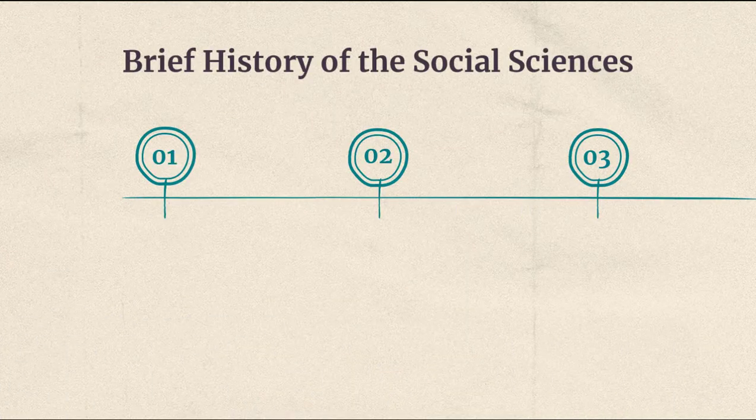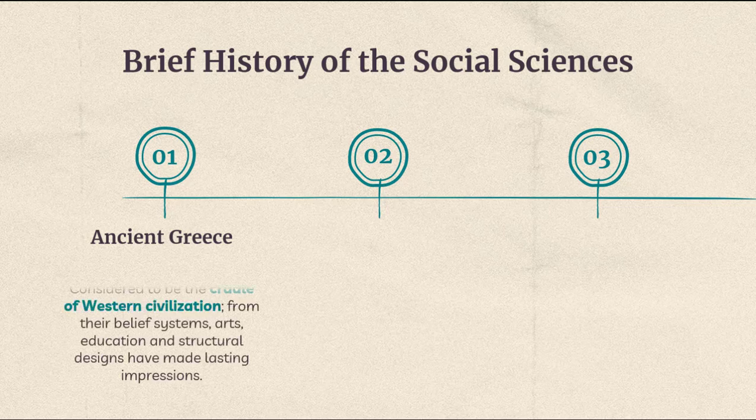A brief history of the social sciences. Ancient Greece is said to have influenced a lot of fields of studies, and social sciences is no different. Ancient Greece, considered to be the cradle of Western civilization, has contributed to the gradual development of the different fields of study under the social sciences.